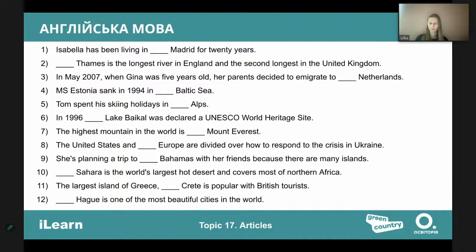Okay, first answers, there they go. Right, no article there, it's a city. Number 2. I already see some answers. The Thames, because it's a river. Correct. Number 3.